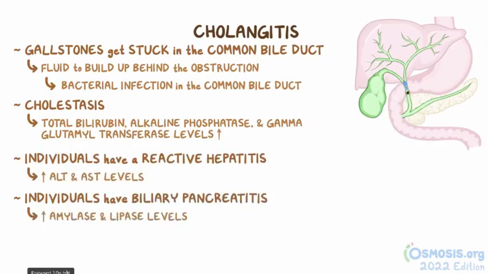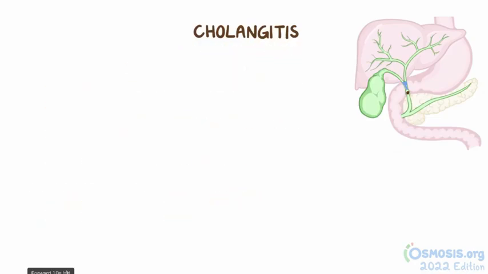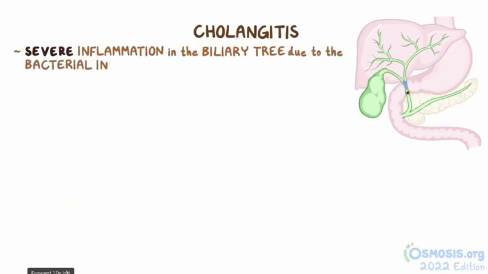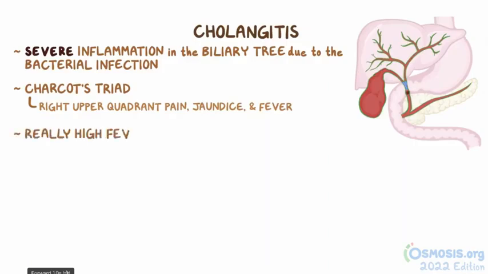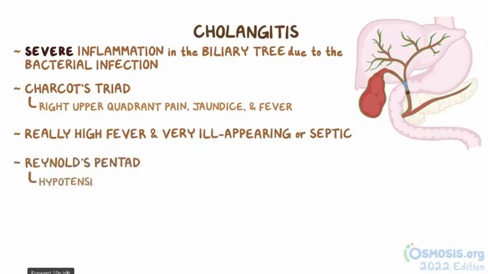lipase levels. However, a key difference is that with cholangitis, there's severe inflammation in the biliary tree because of the bacterial infection, and individuals can have Charcot's triad, which includes right upper quadrant pain, jaundice, and fever. Specifically, unlike choledocholithiasis, individuals can have a really high fever and be very ill-appearing or septic. In fact, individuals can have Reynolds pentad, which is hypotension and altered mental status, along with Charcot's triad of pain, jaundice, and fever.